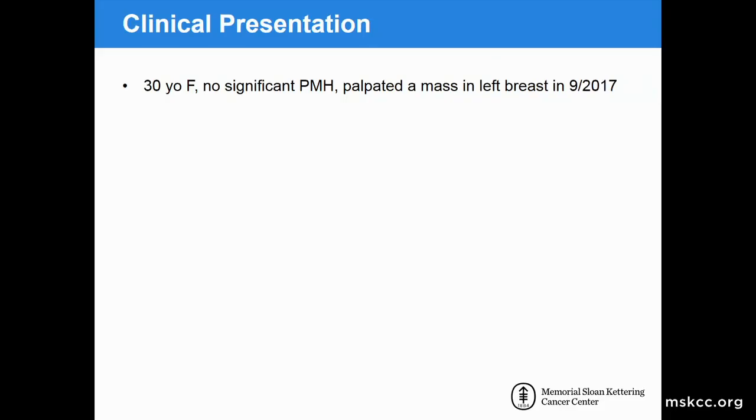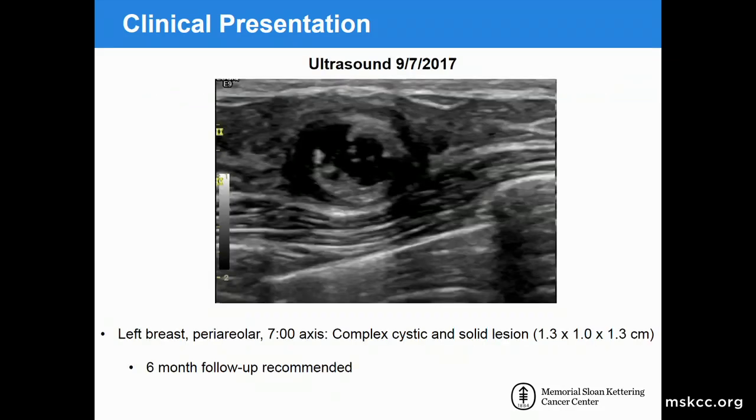Thank you very much. I will say this talk has nothing to do with HER2, but it is an interesting case. So the next case is actually a recent case that came across the breast service. It was a 30-year-old woman, no significant past medical history, and she palpated a mass in the left breast in September of 2017. At that time, she had an ultrasound done at an outside hospital, and within the left breast, periareolar area, 7 o'clock axis, there was a complex cystic and solid lesion measuring 1.3 centimeters in greatest dimension, and a 6-month follow-up was recommended for the patient.